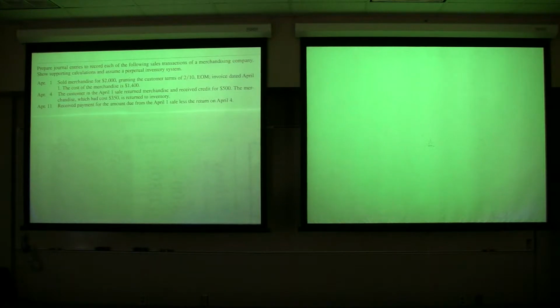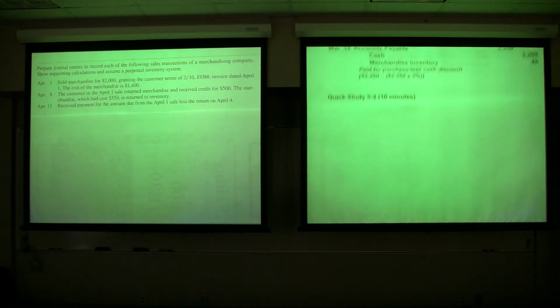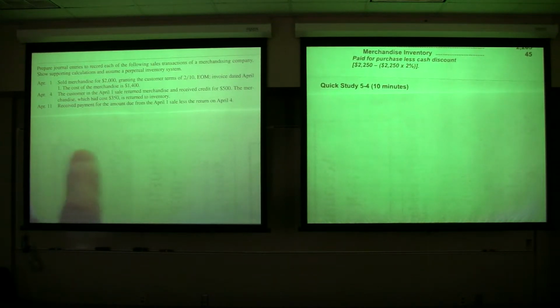Invoice dated April 1st, the cost of merchandise is $1,400. Then on April 4th, the customer on the April 1st sale returns merchandise and receives a credit of $500. The merchandise had cost $350 and is returned to inventory. And then you receive payment in the amount due April 1st. Okay? So don't forget the sale and the sales return, both of those will have 4 entries.